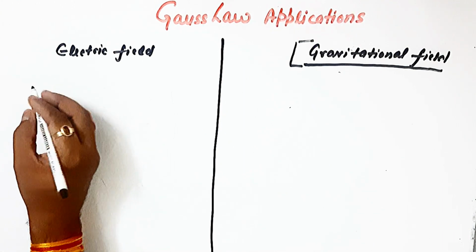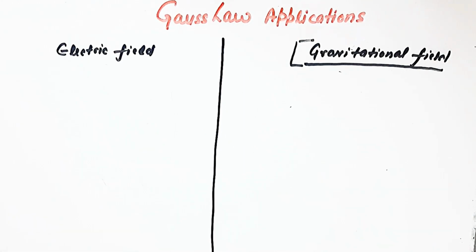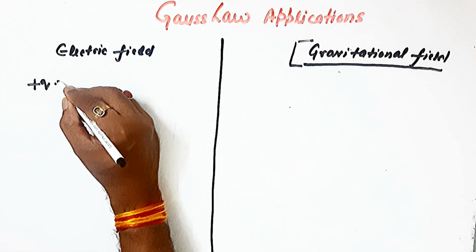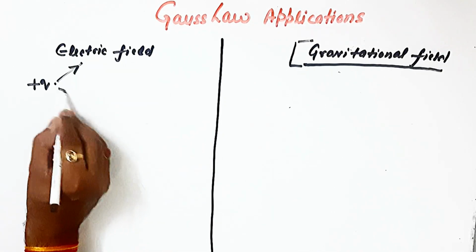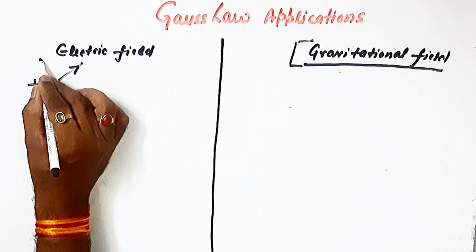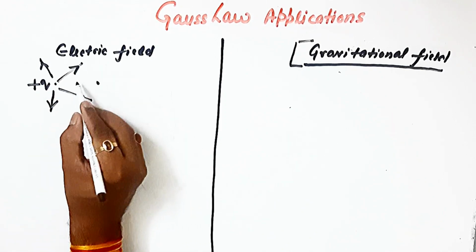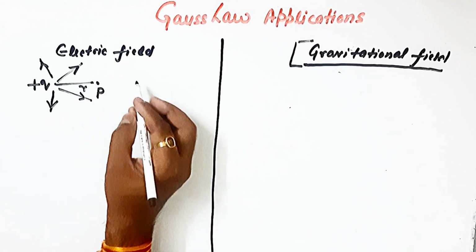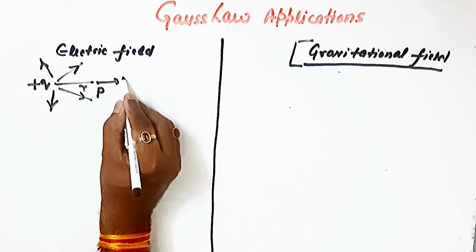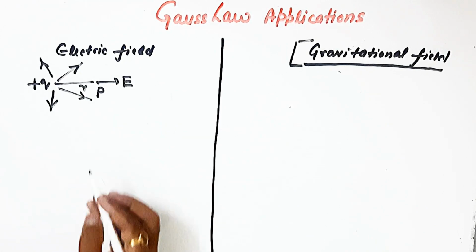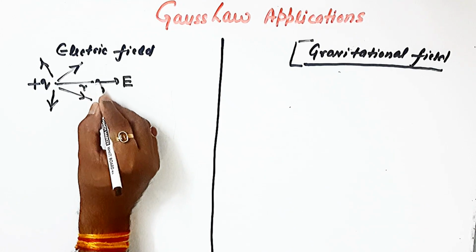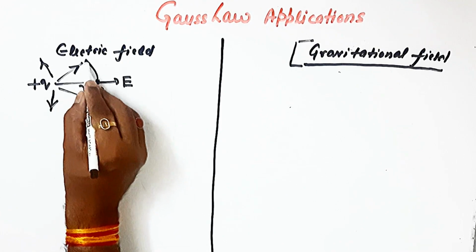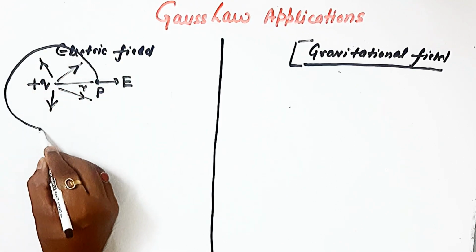So in case of the electric field, a positive charge Q is kept here and electric field lines are diverging outside from this charge all around. You have to find the electric field intensity at a distance r from this charge Q, say at point P. So you assume that the electric field intensity is E. What will you do? Considering this point P on the circumference and charge Q at the center, you draw a spherical Gaussian surface all around.